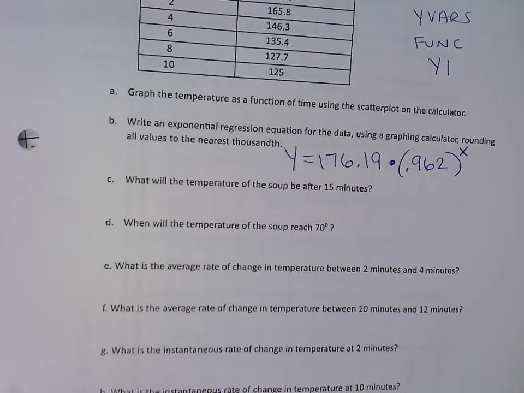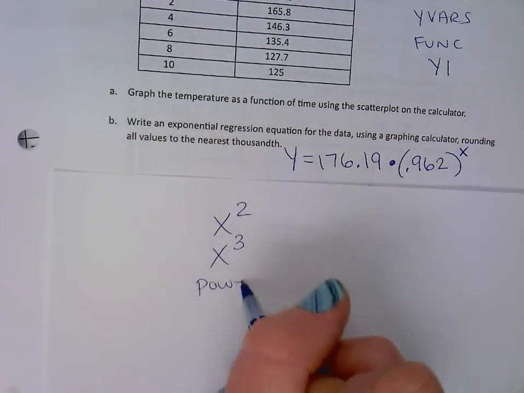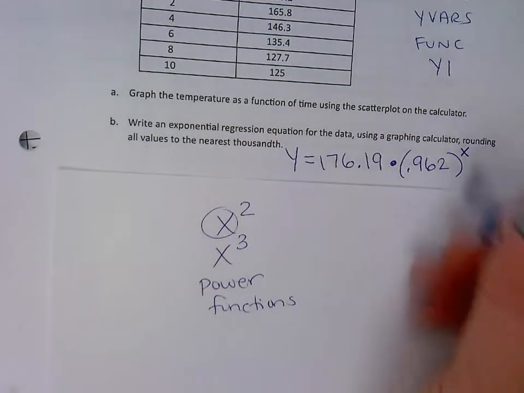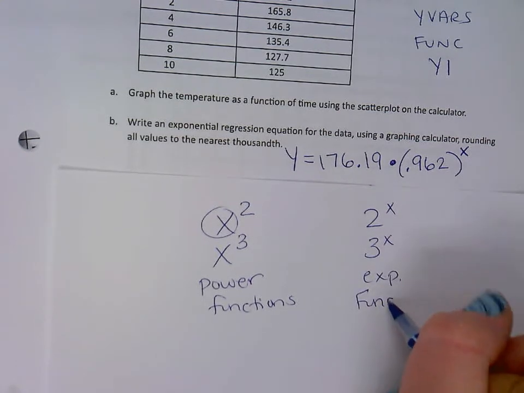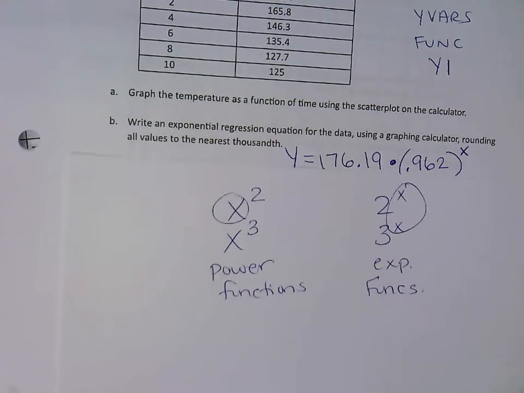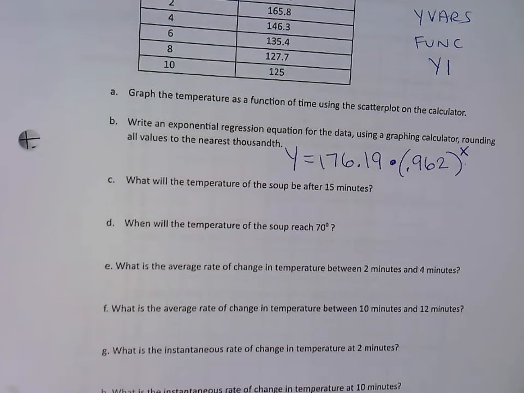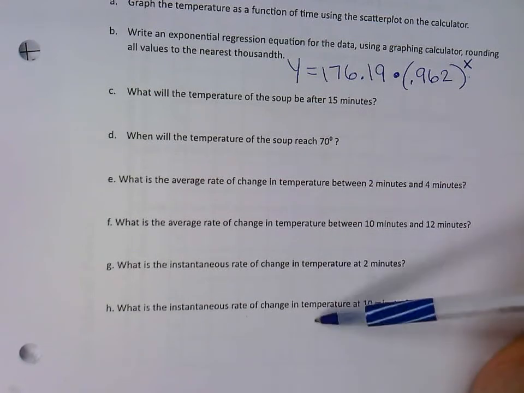If you have something like x squared or x cubed, these are called power functions, right? Because x is in the base. 2 to the x or 3 to the x are called exponential functions because x is up in the exponent. So if x is not written in the exponent, you've got a problem because now you've got like a linear function or something. So you should be able to now take your equation, we all got the equation, and go through, and if that's in your y equals menu, you should be able to use your table to answer these questions.